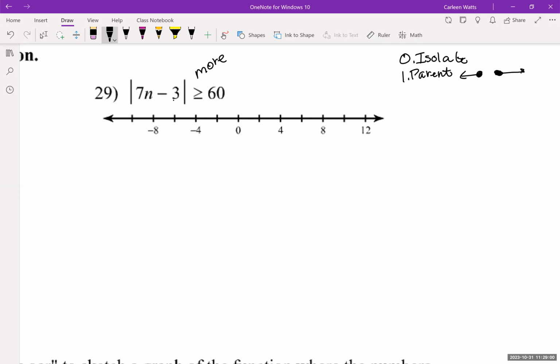Okay, so now we're going to split 7n minus 3 greater than or equal to 60. Negative 7n minus 3 greater than or equal to 60. You with me? How are we doing, Zoomers? Okay, solve. Add 3. 7n greater than or equal to 63. Divide by 7. N greater than or equal to 9.